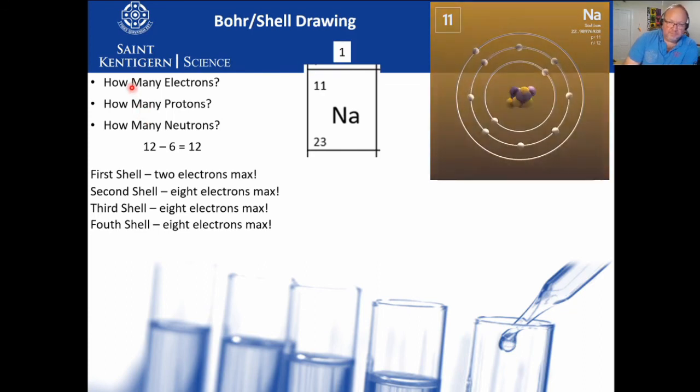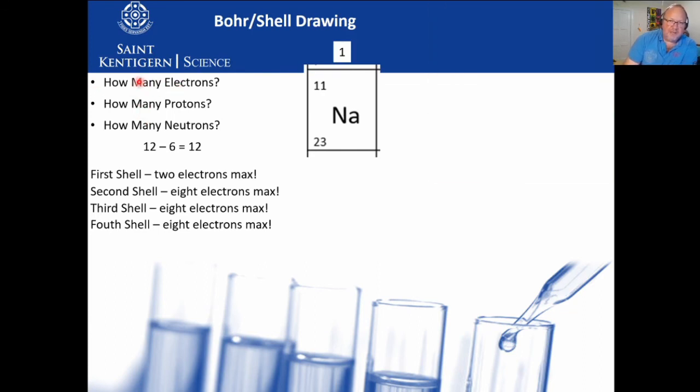So, let's take that away. How many electrons in sodium? 11 in total, guys. Remember, 1 is for the valence shell, but there's 11 in total. How many protons? The protons have to be the same as the atomic number. So there's 11 protons. How many neutrons?